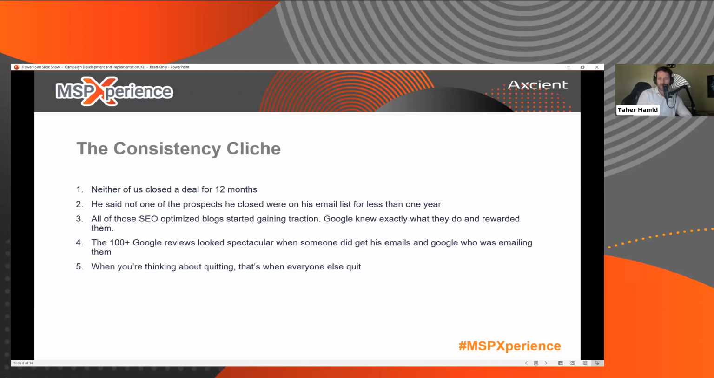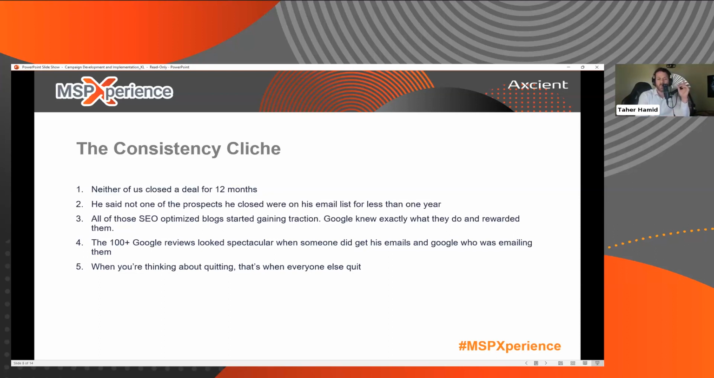But that's the reality of doing marketing campaigns and starting marketing in an MSP, or continuing to market in an MSP world. It takes time. People are not switching IT providers every day. So we have to keep at it, and we have to keep persistent, and eventually the rain will come.